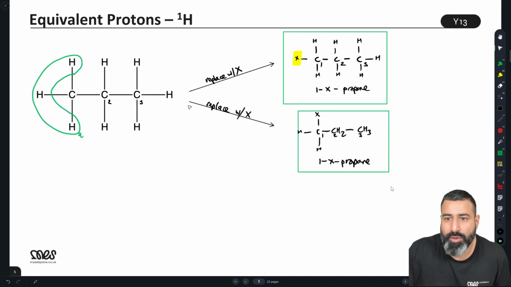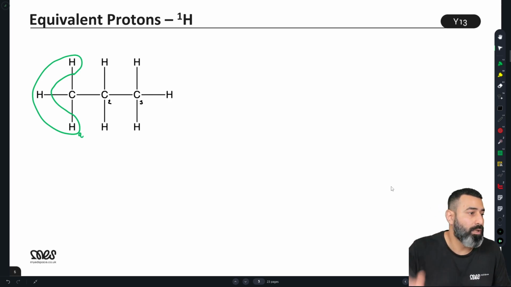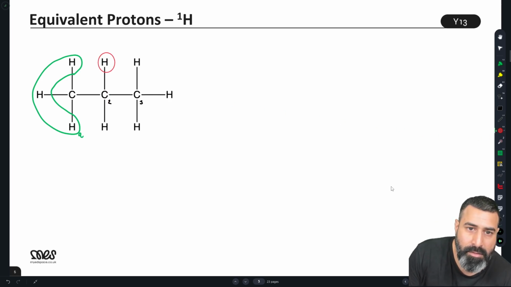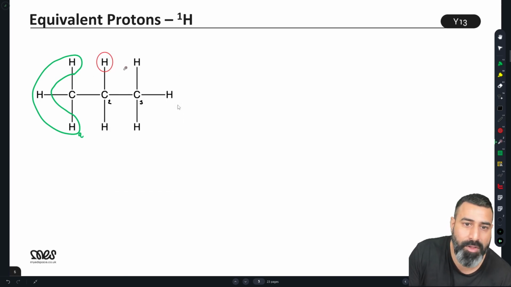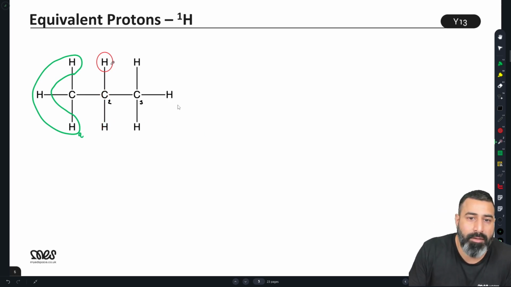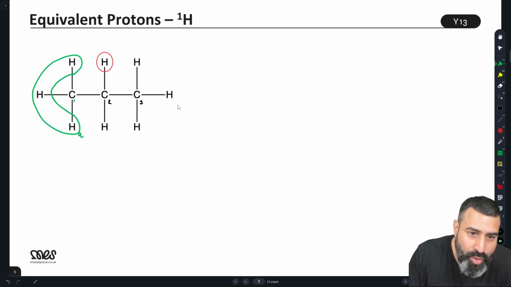Then we're going to move on to the protons attached to carbon number 2. By now I'm sure you all agree that these are going to be the same, because we've got a proton here and a proton here attached to the same carbon. They're exactly the same. But the question is, are these protons attached to carbon number 2 the same as the protons attached to carbon number 1? Let's find out.